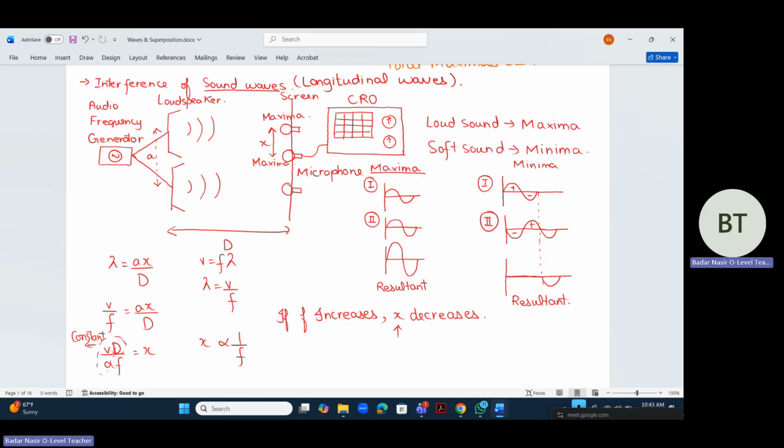I hope it's clear. बाकी एफ का किसी और चीज से रिलेशन, अब क्योंकि स्पीड ऑफ साउंड है ना, क्योंकि एयर में ट्रैवल कर रही है तो स्पीड ऑफ साउंड विल रिमेन कांस्टेंट.